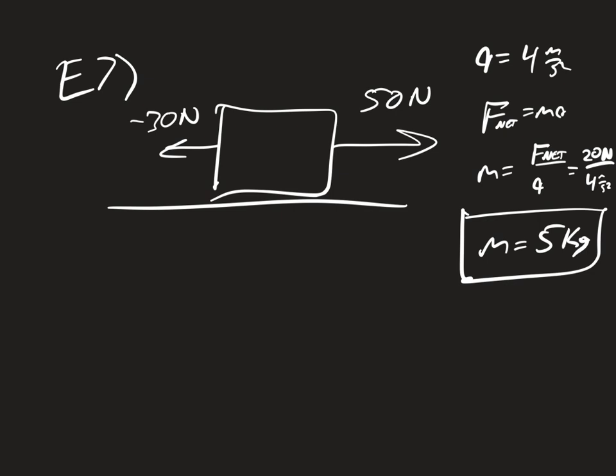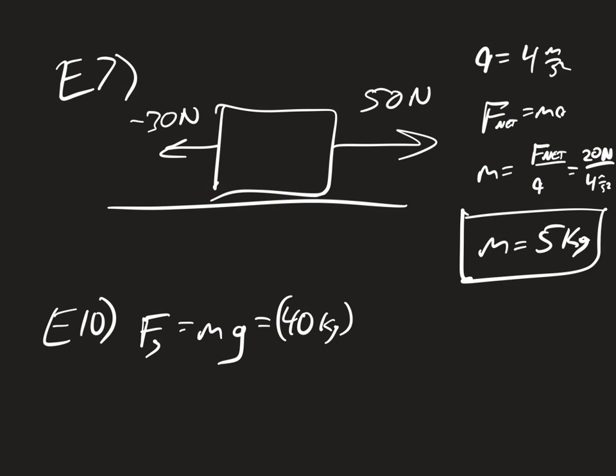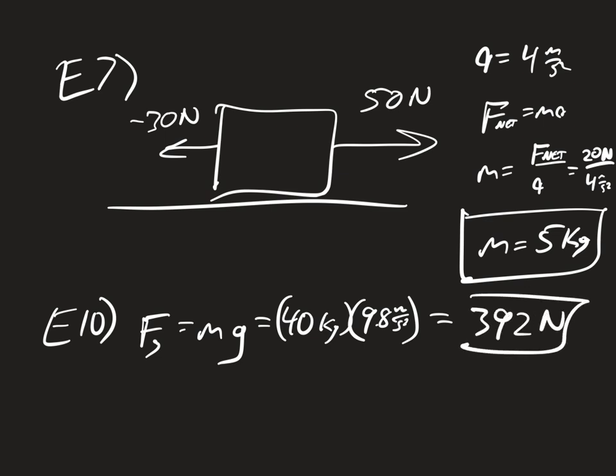All right. Next, exercise number 10. What is the weight of a 40 kilogram mass? Remember that weight and mass are related quantities, but not the same. Weight is the force of gravity. That is what weight is. That equals the mass times the gravitational acceleration. The mass of the object is 40 kilograms times gravitational acceleration, which is 9.8 meters per second squared. 40 times 9.8 gives us a weight of 392 newtons.